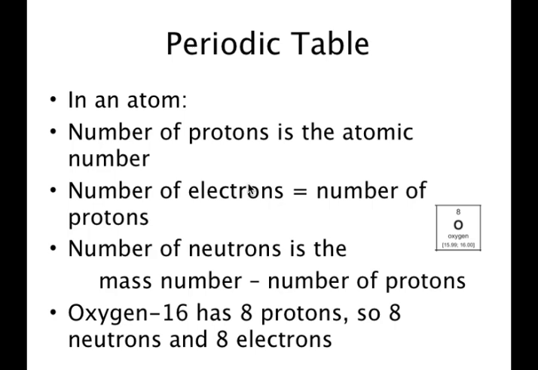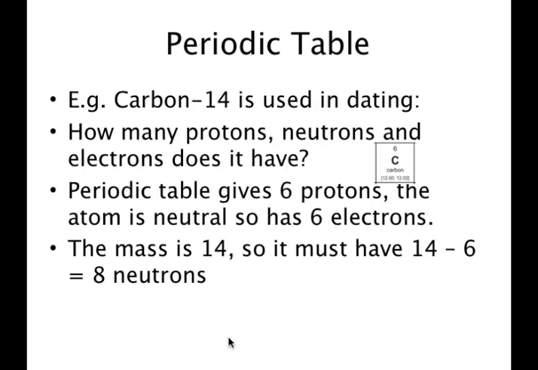of neutrons. Oxygen, in this example, oxygen-16 has 8 protons, so the oxygen-16 isotope must have 8 neutrons and 8 electrons. Another example is carbon-14. How many protons, neutrons and electrons does it have? Well, the periodic table tells us that carbon has 6 protons, which you can see there. The atom is neutral, so it must also have 6 electrons. The mass that we are given is 14 of the isotope, so it must have 14 minus 6, which is 8 neutrons.